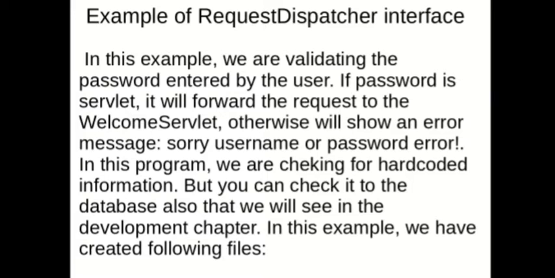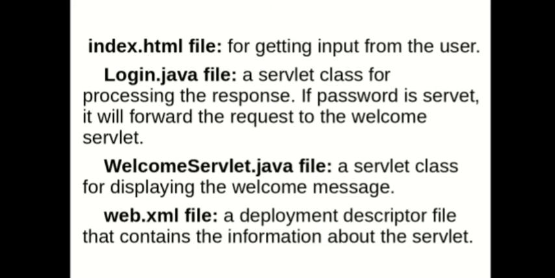In this example we are validating the password entered by the user. If the user entered servlet in the password text box field, then it will forward the request to the next page. The next page name is welcome servlet. Otherwise it shows an error message, sorry, your username or password is wrong. So basically in this program we are checking hard coded information. For this, how many files do we require? Basically we require 4 files.